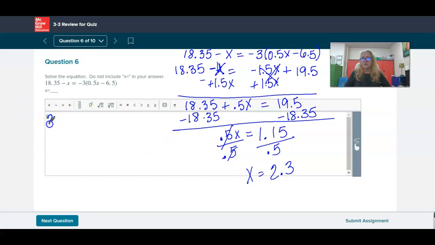All right, 2.3. Now, in the review and in the quiz, all of the fraction problems result in integer answers, okay? If you end up with a fractional answer on one of the fractional problems, you have made a mistake, go back and fix it. With the decimal problems, you are likely to have a decimal answer, so don't be surprised. But the fraction problems, you should not get a fractional answer.